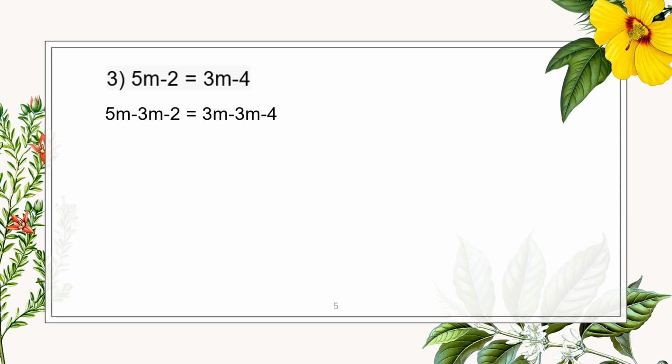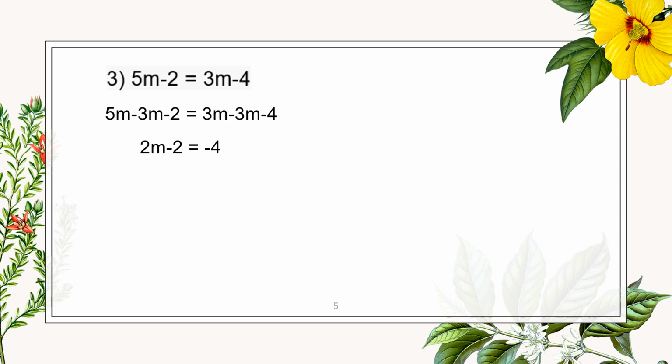So we have 3m minus 3m, it becomes 0. 5m minus 3m becomes 2m. So our answer here will be 2m, and then just copy negative 2. On the right, 3m minus 3m is 0, and so we will only copy minus 4, or negative 4.